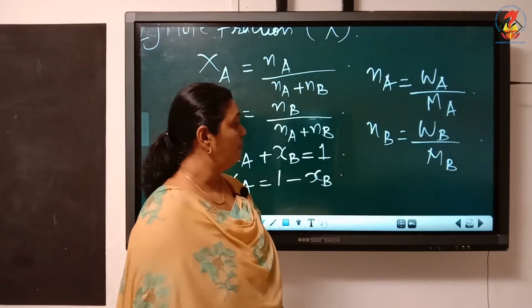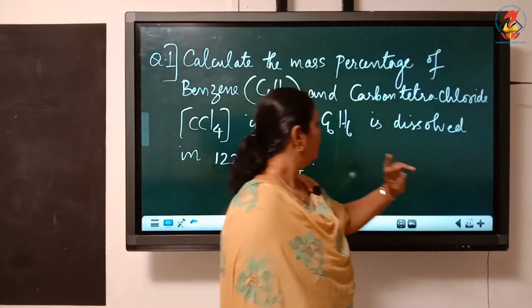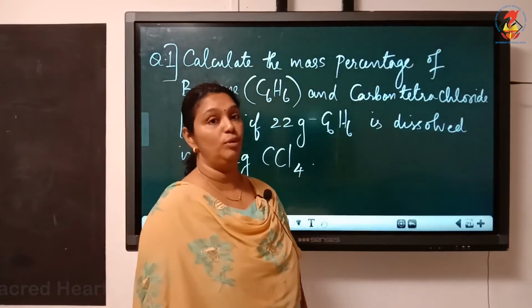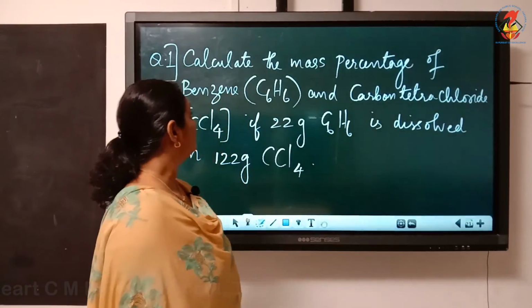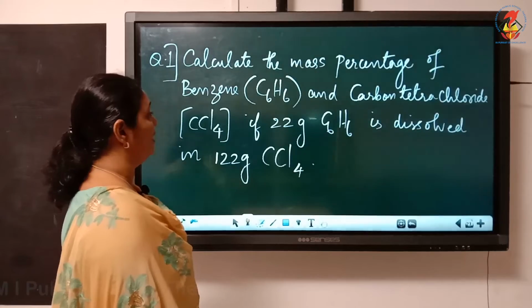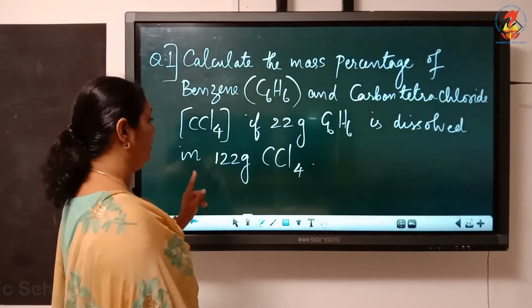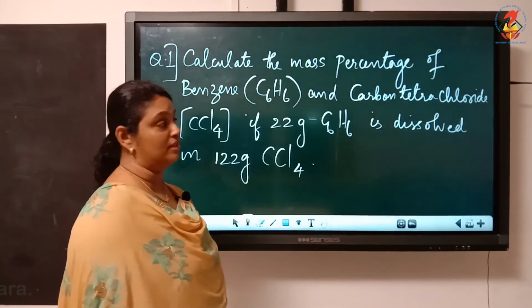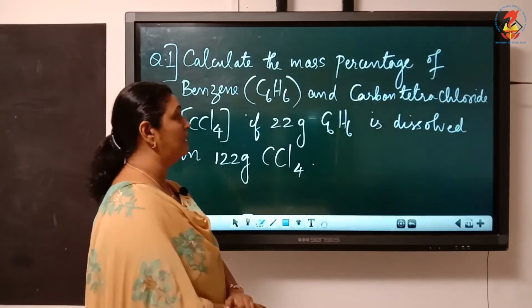Now next we have a problem question based on mass percentage and mole fraction. The first question is, calculate the mass percentage of benzene and carbon tetrachloride if 22 gram benzene is dissolved in 122 gram carbon tetrachloride. You have to find the mass percentage of benzene.